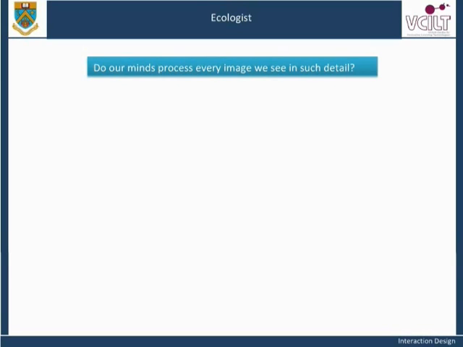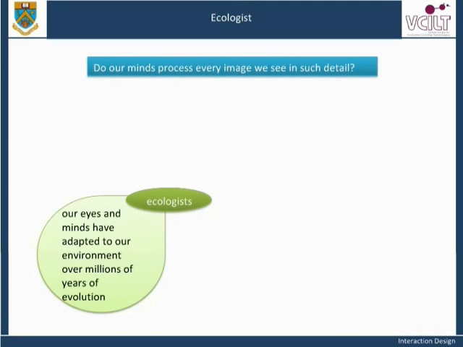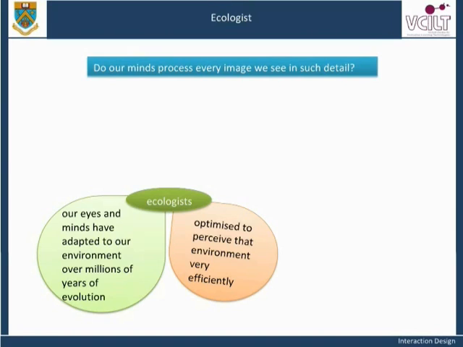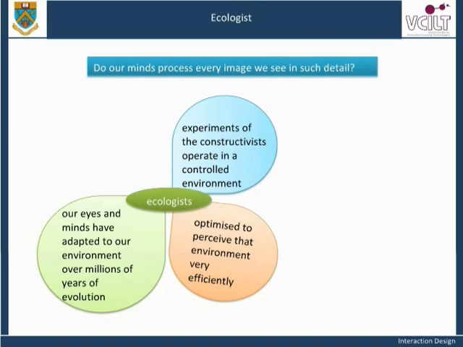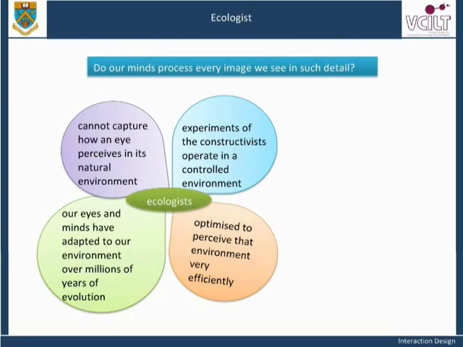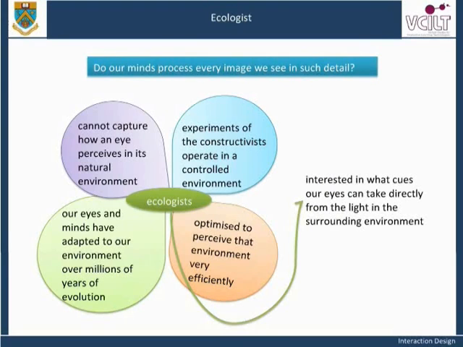Instead, Gibson and his followers claimed that we could perceive information directly from our environment without any higher level processing. Ecologists argue that our eyes and minds have adapted to our environment over millions of years of evolution and therefore are optimized to perceive that environment very efficiently. Furthermore, they argue that the experiments of the constructivists operate in a controlled environment, the laboratory, which cannot capture how an eye perceives in its natural environment. Ecologists are therefore interested in what cues our eyes can take directly from the light in the surrounding environment.